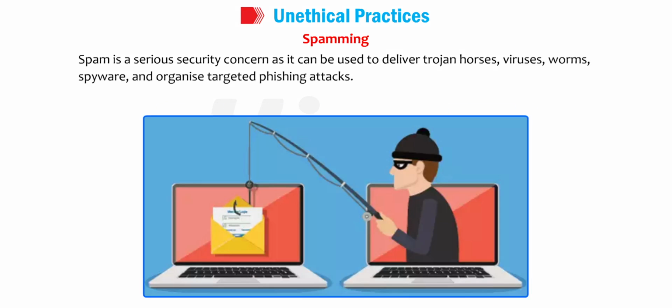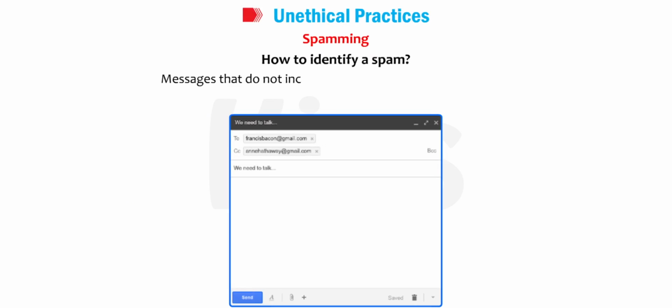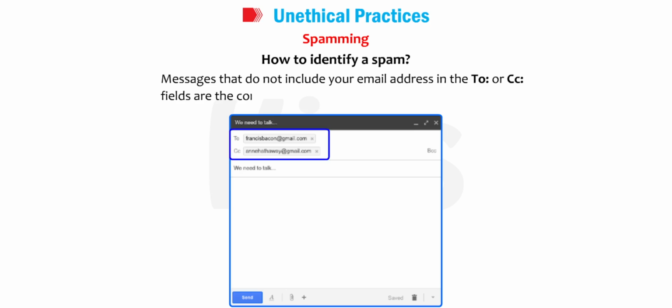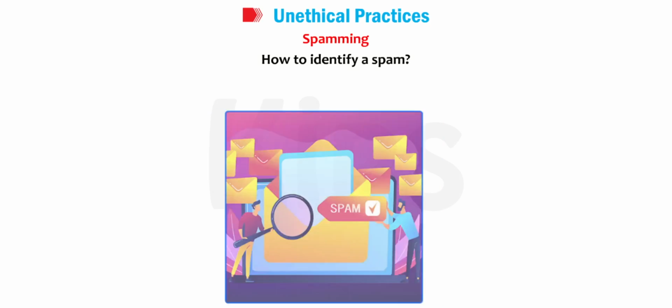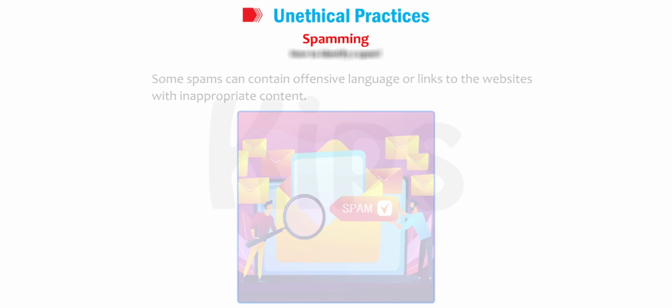targeted phishing attacks. Students, let me share a tip with you. Sometimes spam attackers keep sending bulk mails till the mail server gets full. This practice is also known as mail bombing. How to identify a spam? Messages that do not include your email address in the To or CC fields are the common forms of spam. Some spams can contain offensive language or links to websites with inappropriate content.